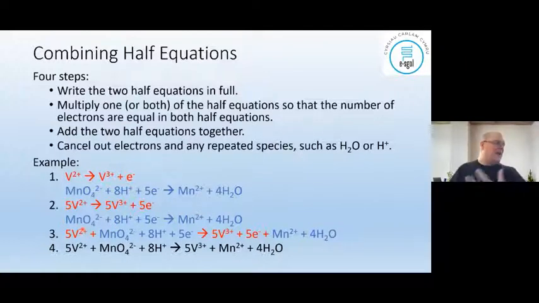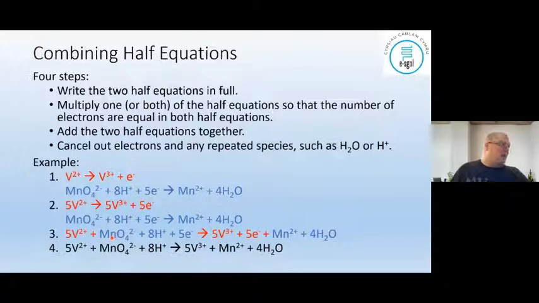Then we combine the 2 half equations together. So I've kept the color coding so that you can see I've simply taken V2+, all 5 of them, and added them to the left-hand side of the permanganate half equation, and then I've done the same on the right-hand side. Okay, so nothing too bad there.